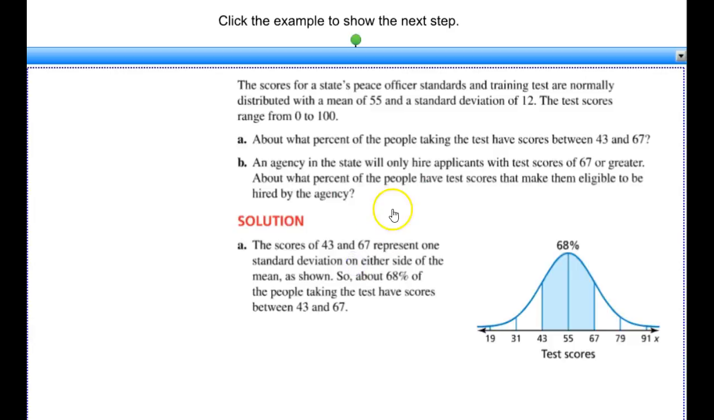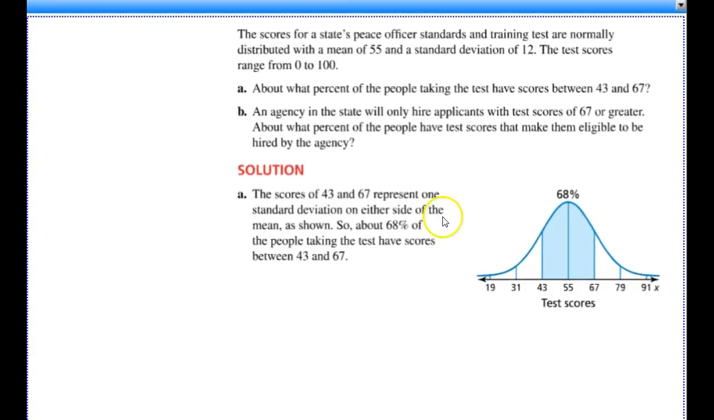So the first thing I always want to do is draw out my normal distribution. You're going to hear me say that a lot in this unit. Draw out your normal distribution. So I know that my mean was 55, and I know that I had a standard deviation of 12.